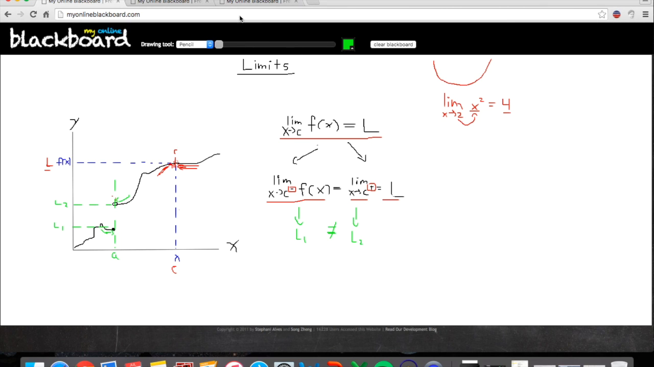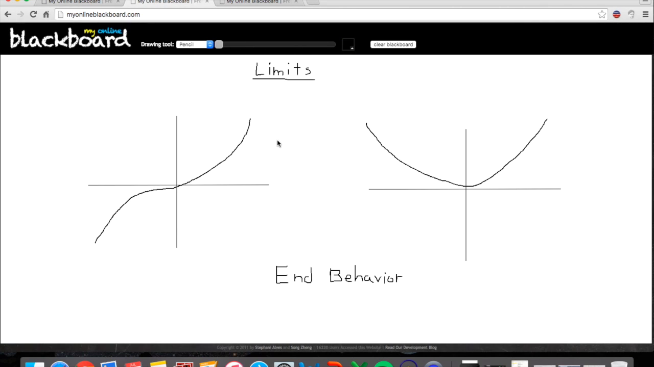Now we're going to move on to a specific case of limits, and that would be end behavior, which you may have been introduced to before you took calculus. End behavior is the specific type of limit that describes a function as it approaches the ends on the x-axis.